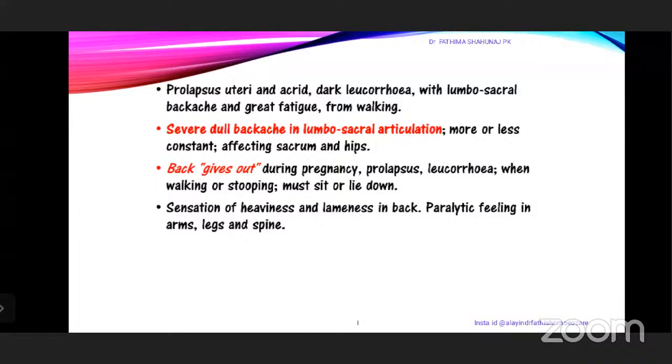Or any symptom that is accompanied with severe lower lumbar, lumbosacral pain is again indicated for Aesculus. Back gives out during pregnancy, prolapse, leucorrhea, when walking or stooping, must sit or lie down, sensation of heaviness and lameness in the back, paralytic feeling in arms, legs and spine.